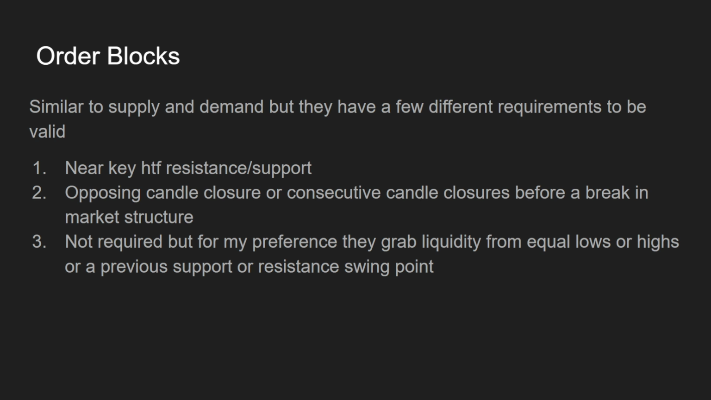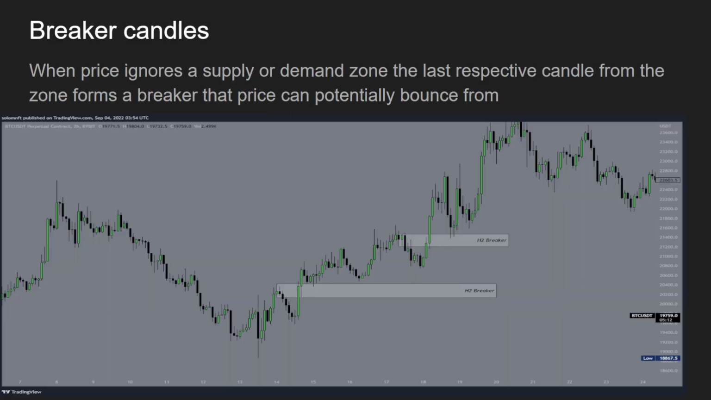People will refer to these in all sorts of different ways, and I think the definition of order blocks can be a bit subjective, right? Because to me, supply and demand, for example, doesn't have to be at an HTF key resistance or support, right? I prefer for order blocks usually to grab liquidity. Supply and demand zones don't have to grab liquidity for me to use them sometimes. I use them in continuations and other things like that.